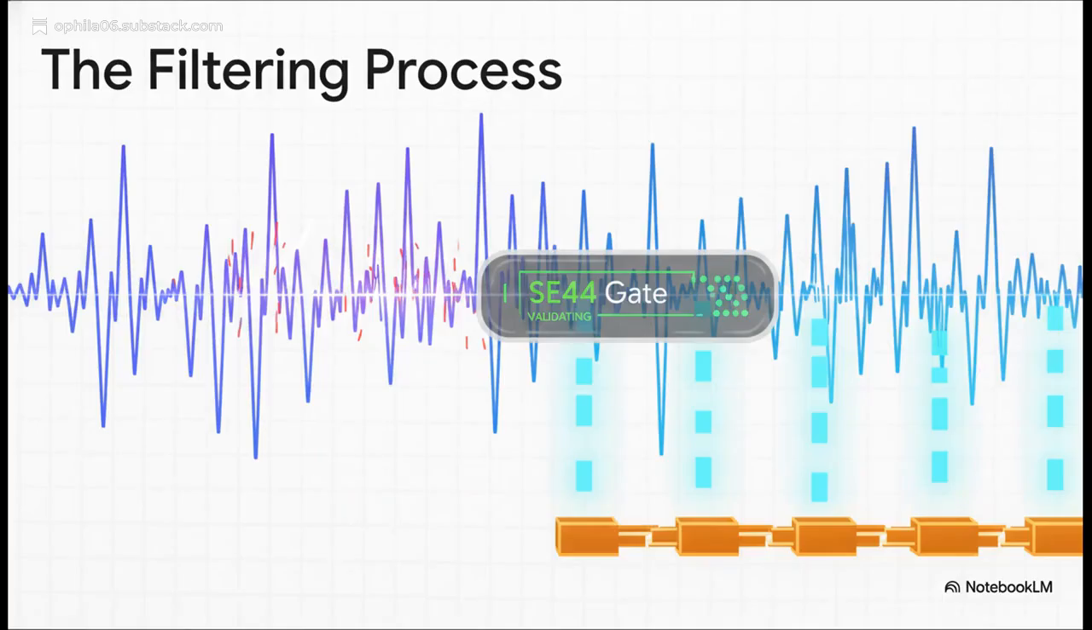So you can just picture this happening in real time, right? You've got this messy, noisy, raw signal coming from the physical hardware. The SC44 gatekeeper is sitting there, analyzing every single data point and just tossing out anything that fails the tests. Only the clean, stable points that pass all three rules get accepted, and then they're fossilized into a permanent record.